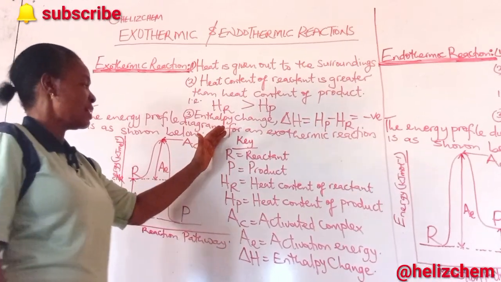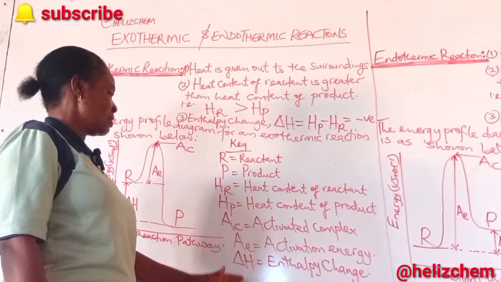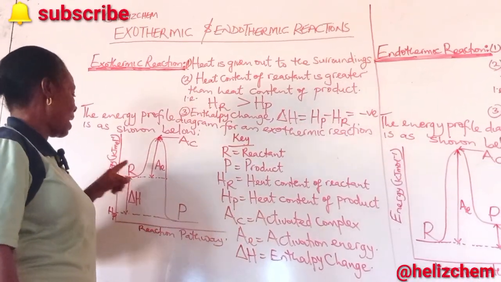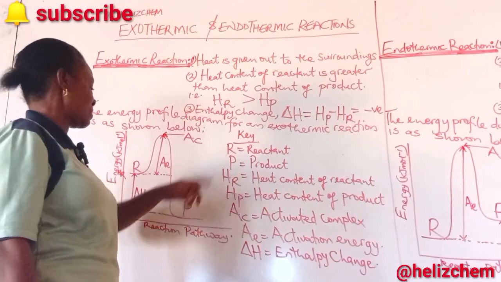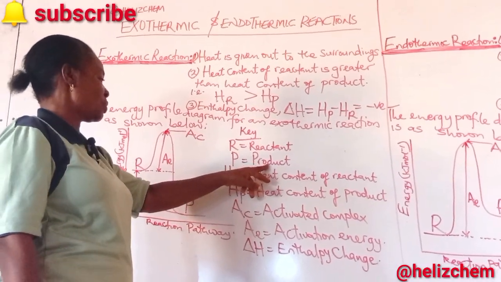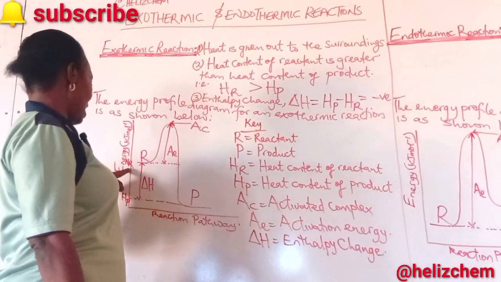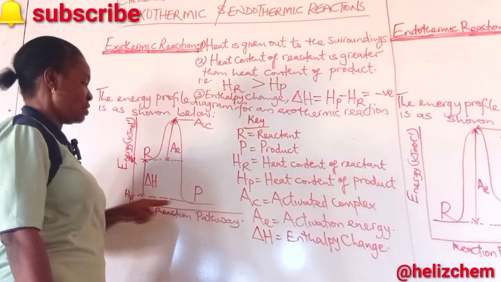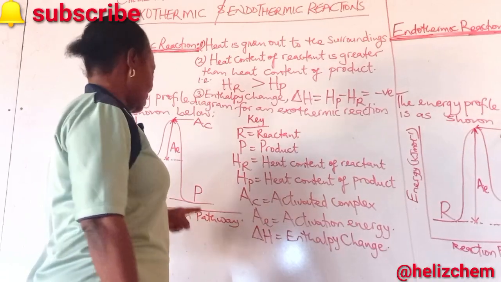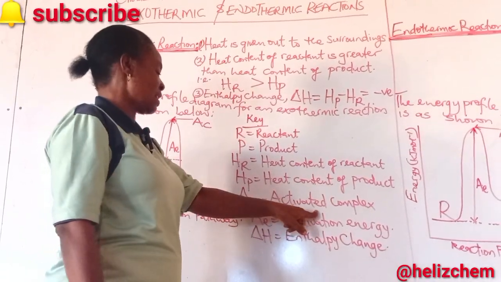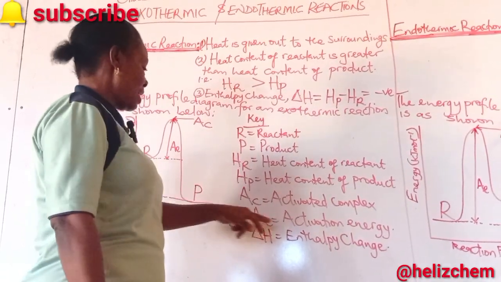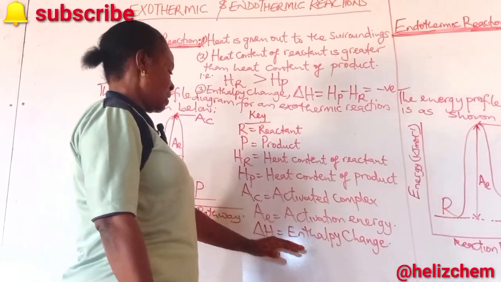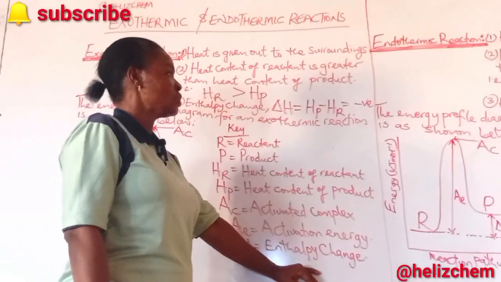As you can see here, this is the key that decodes all the symbols used. R is the reactant, P is the product, HR is the heat content of reactant, HP is the heat content of products, AC is the activated complex, AE is the activation energy, and the last one is delta H, which is enthalpy change.